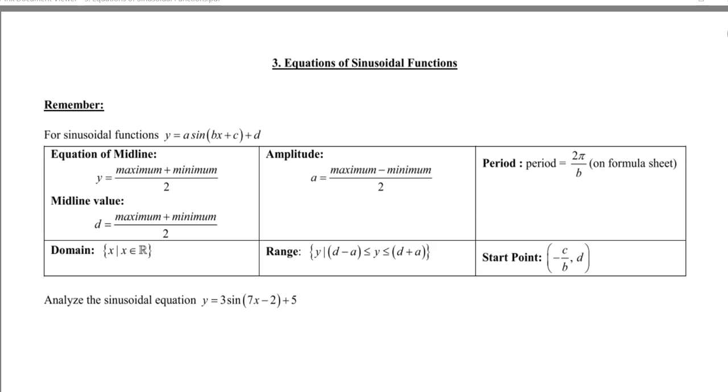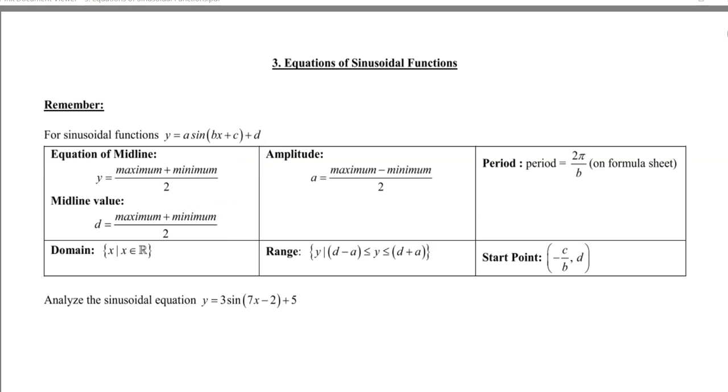So, equations of sinusoidal functions, our third lesson. Given a function in this form, and that's on your formula sheet, y equals a sine bx plus c plus d, we have the following information that we can get out of the equation. Just looking at it, we get the midline value, which is the median. If we're given a graph, we calculate the midline by taking the maximum plus the minimum and dividing by 2. If we're given the d value, then we have the midline.